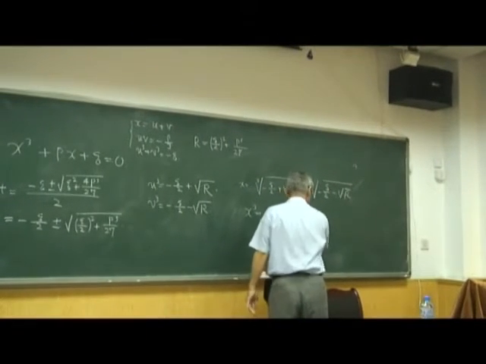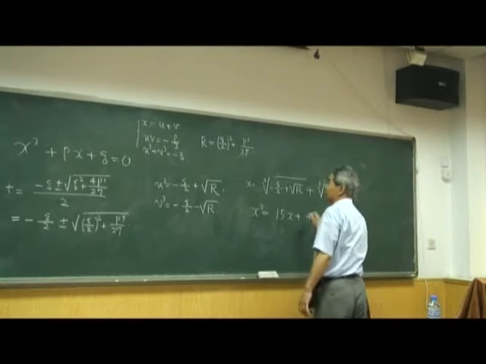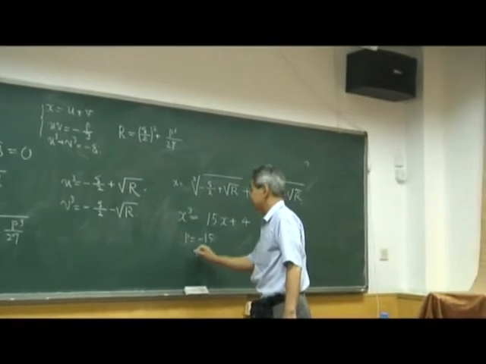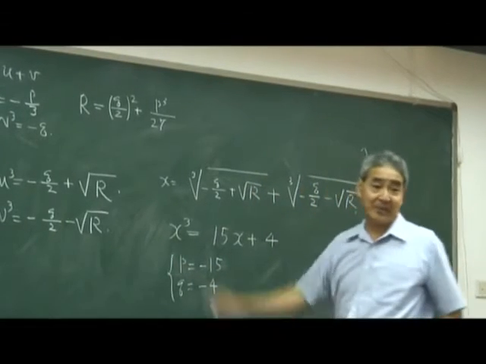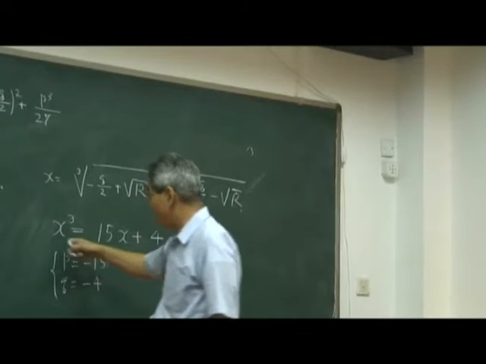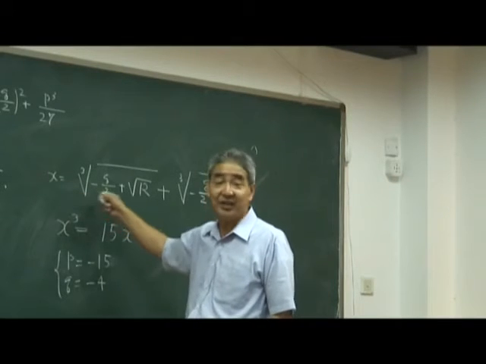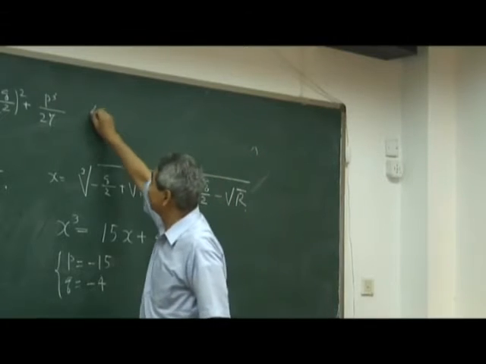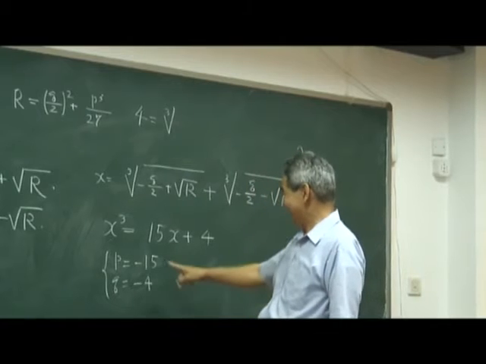x cubed minus 15x plus what is the number? X plus 4. So in this case, P is minus 15 and Q is minus 4. Just apply this. And we already know that 4 is the solution of this equation. So that means that 4 should be written in this way. Then how do you get it? 4, 4. And then what is it?